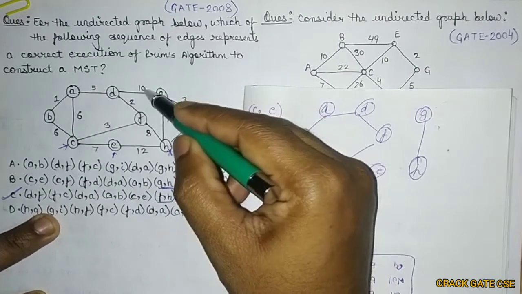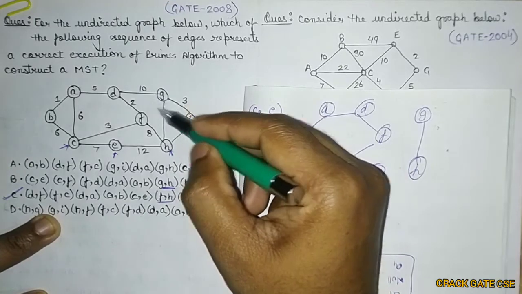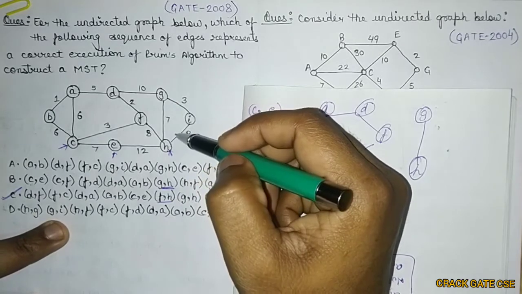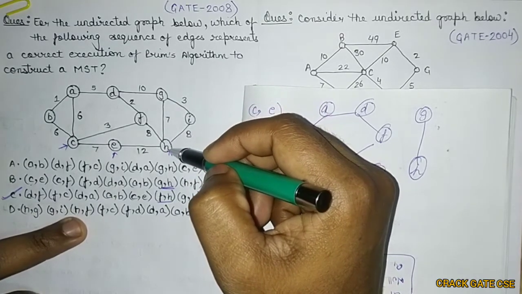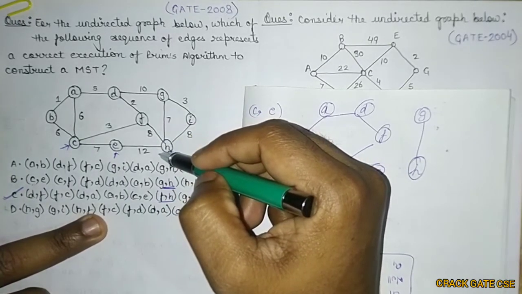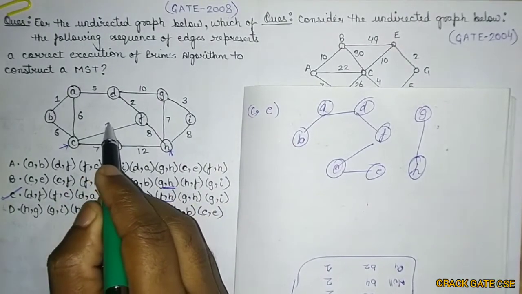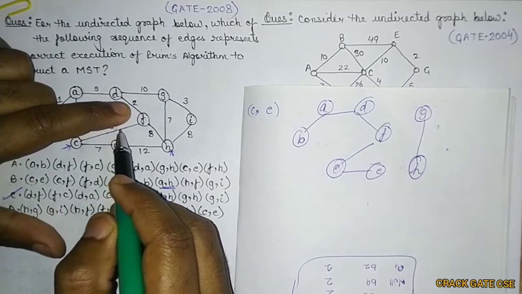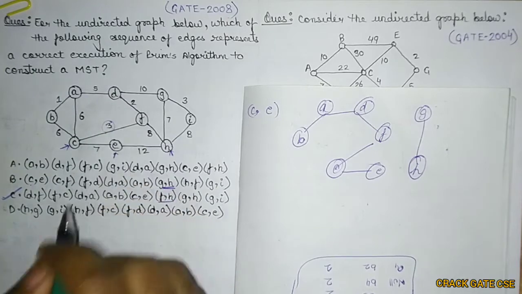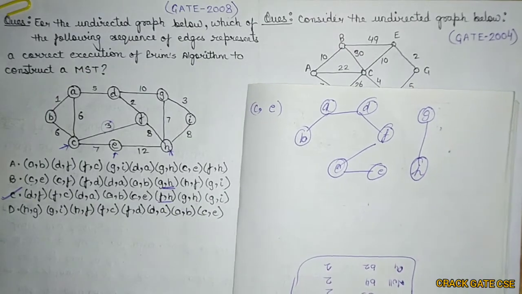So adjacent of G is 10, 7, 3; 7 was already covered, and H is 12, 8, 8. So among these 5 values, 3 is minimum. So GI is correct. Now they have selected HF because the next minimum is HF, which is right. Now they have selected FC. You can see that after coming to F, they are selecting FC, which is not possible because 2 is the minimum value. We should select the minimum path, but they have selected FC, which violates the condition. So option C is the right answer for this particular question.